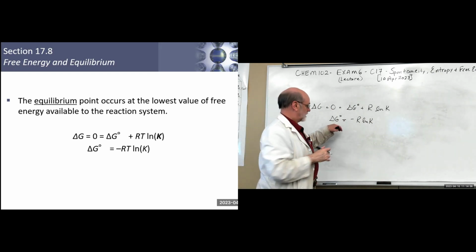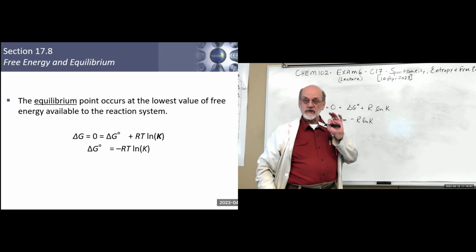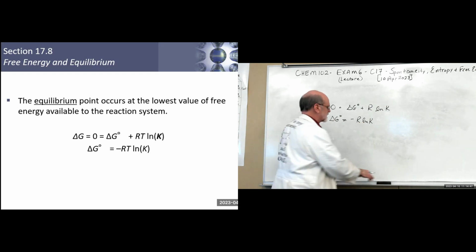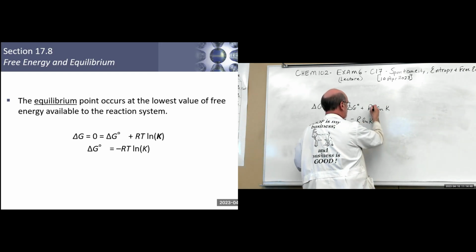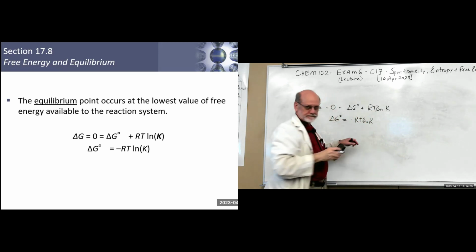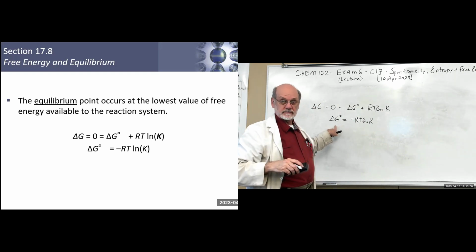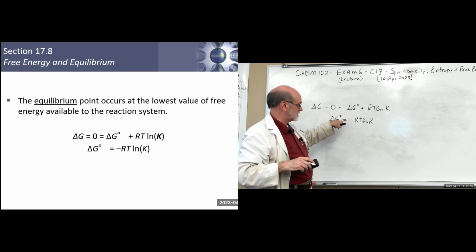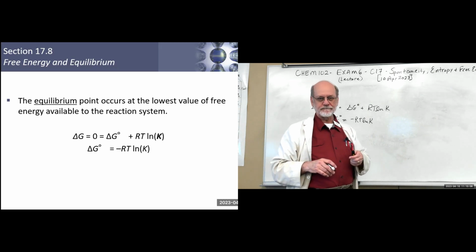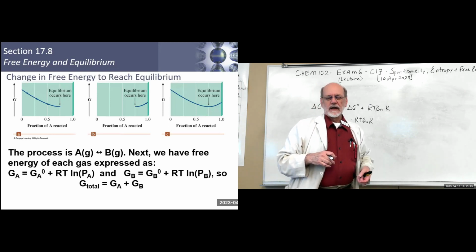Okay. That means that if we know the K value, which we have calculated other ways, then we can calculate, left out T, excuse me, RT. If we know the K, then we can calculate the delta G for that reaction under standard conditions. There we go.